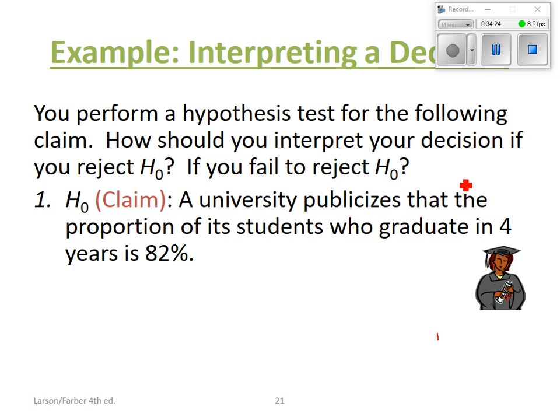You perform a hypothesis test on the following claim. How should you interpret your decision if you reject the H0? And how should you, if you fail to reject? This is exactly what the assignment looks like. A university publicizes that the proportion of its students who graduate in 4 years is 82%. First thing you should do, write the H0 and write the HA. What's the H0 this time? Or the HA? Which one do you want to write first?